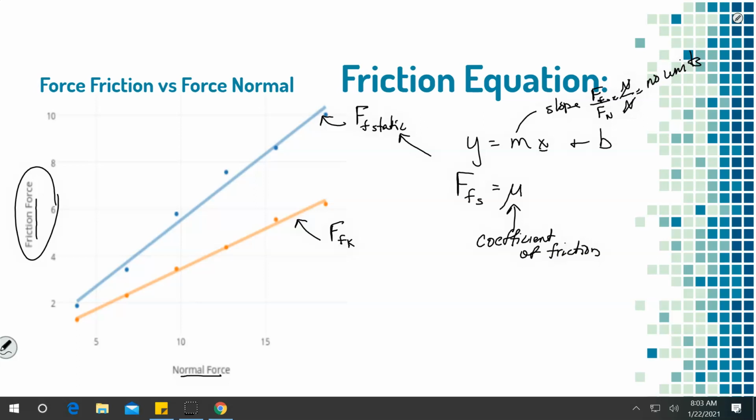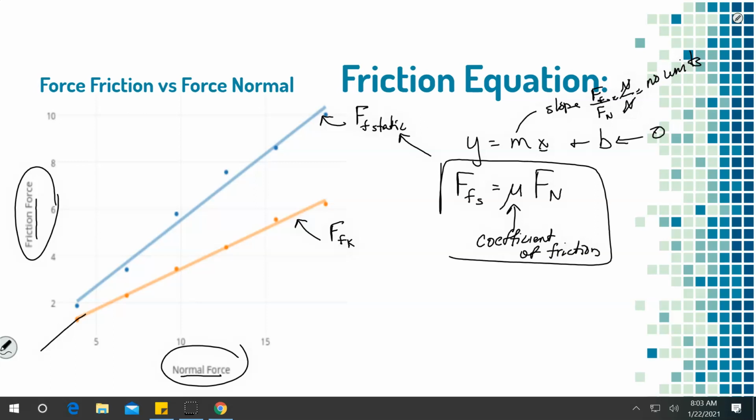X, in this case, what's on the x-axis? That's the force normal. And if we looked at this, yes, this should run through 0, 0, so this really ends up being 0, so we don't even have to deal with that in our equation. So this is our equation right here. Now, when you use this mu for force friction static, you've got to make sure that you use the coefficient for static friction.